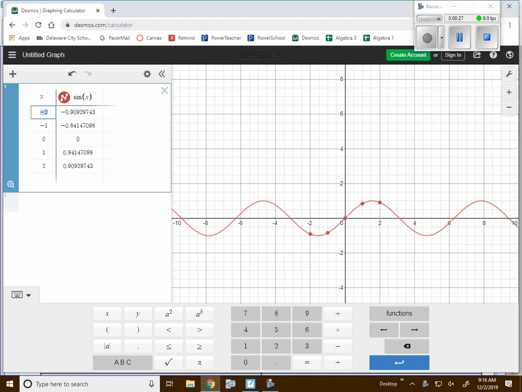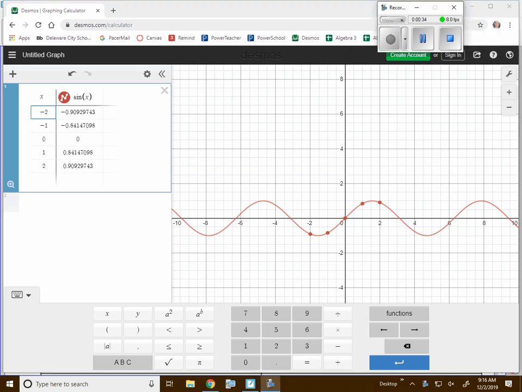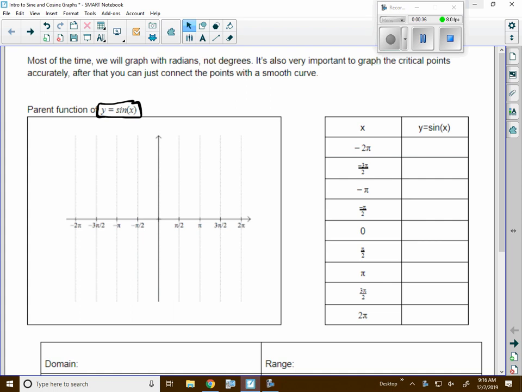The catch is that these aren't the x values that we need. So what we're going to do is change those x values to be what we need. Ooh, just a second. That's cool.